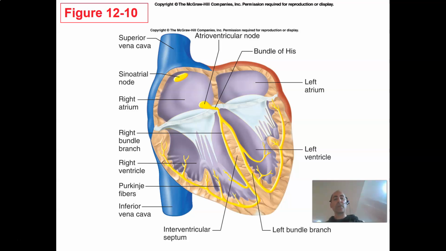So this is a picture of the heart. Remember that everything is reversed in this diagram, right? Because you're looking at the anatomical position. This is the right atrium, the left atrium, the right ventricle, and the left ventricle.